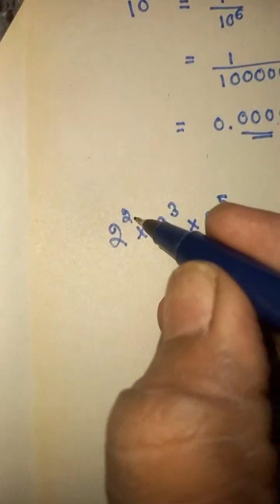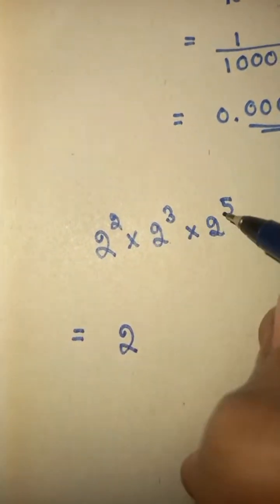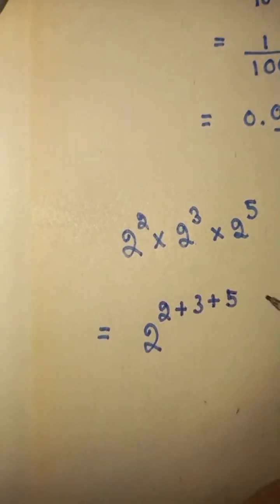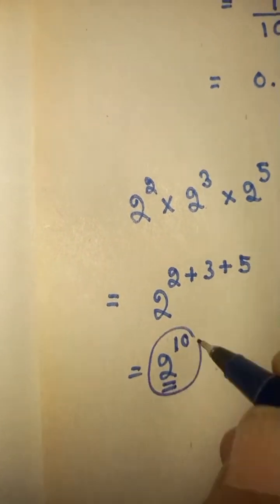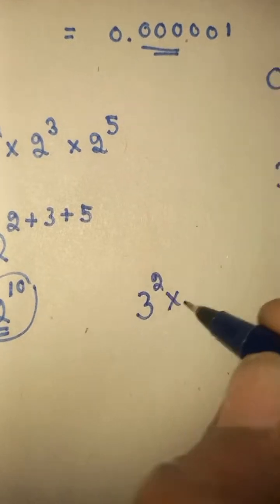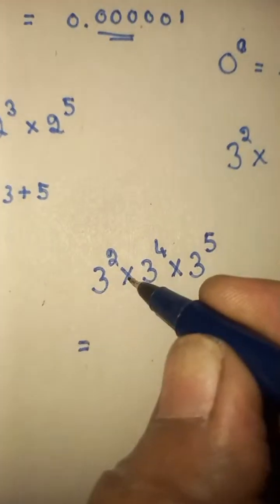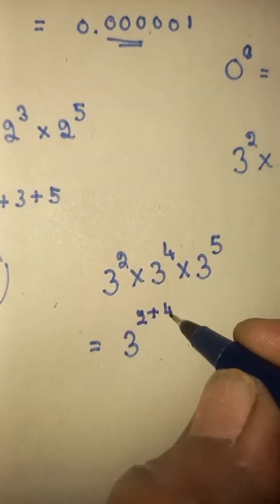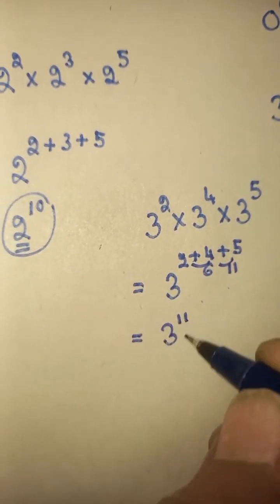Let's do some problems having the same base. If you have the same base, you need to take the base as common and add up the powers. That is 2 power of 2 plus 3 plus 5. 2 plus 3 is 5, 5 plus 5 is 10. So 2 power of 10. Again, one more problem, 3 square times 3 power of 4 times 3 power of 5. Here also it is the same thing, take the base as common. 3 is the common base, and then add up the powers. 2 plus 4 plus 5. 2 plus 4 is 6, 6 plus 5 is 11. So it becomes 3 power of 11.